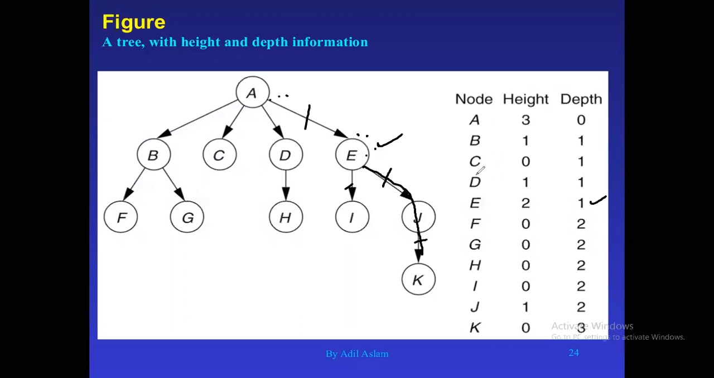2 edges. So therefore height is 2. Here, listen one more time. For E, backward up to root, how many edges? 1 edge. Therefore depth is 1.